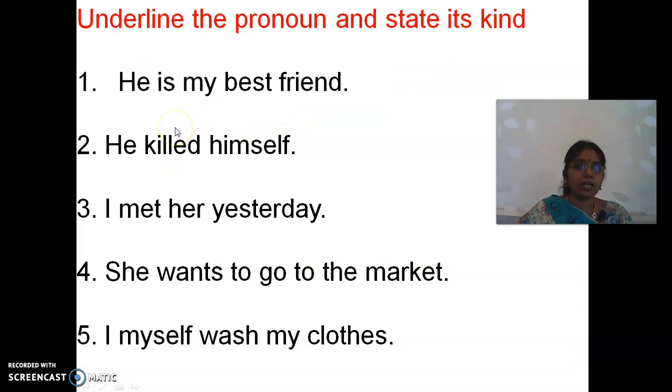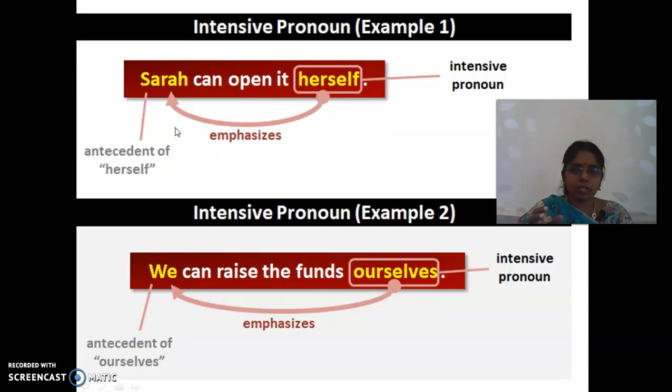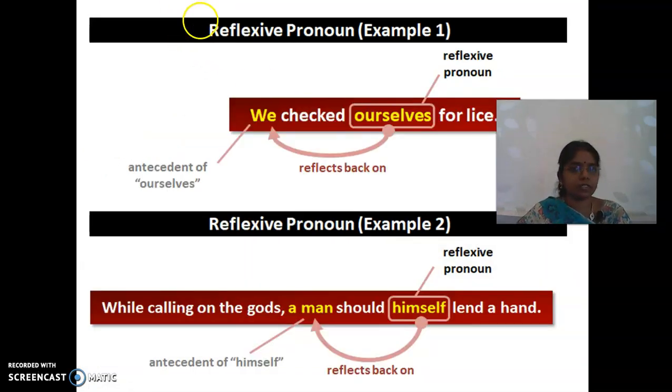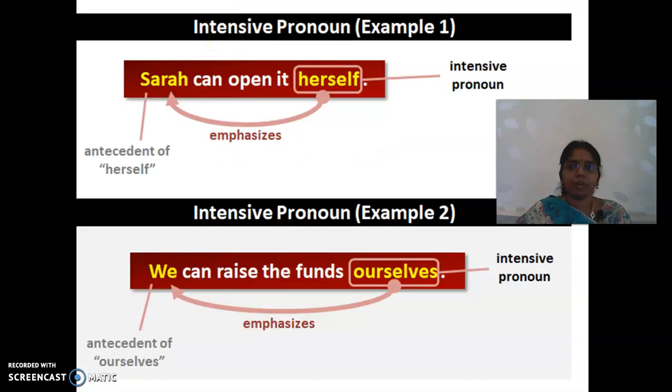Okay, because you should understand what is reflexive, what is intensive, and what is emphatic. All three represent the same, right? So that you should understand. For that I need this intensive pronoun example and reflexive pronoun example, right?